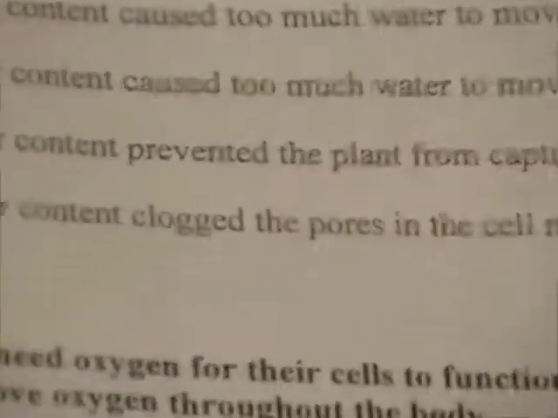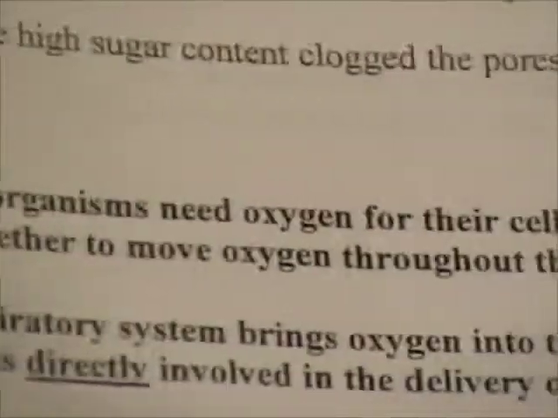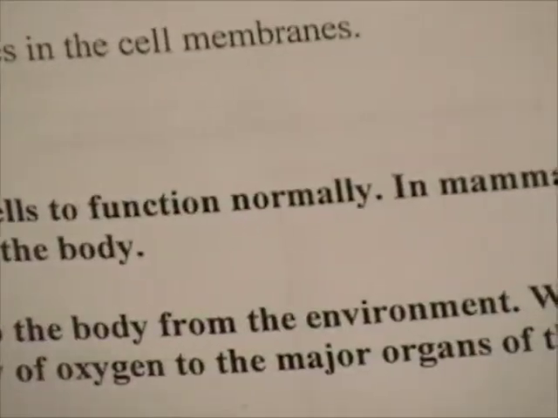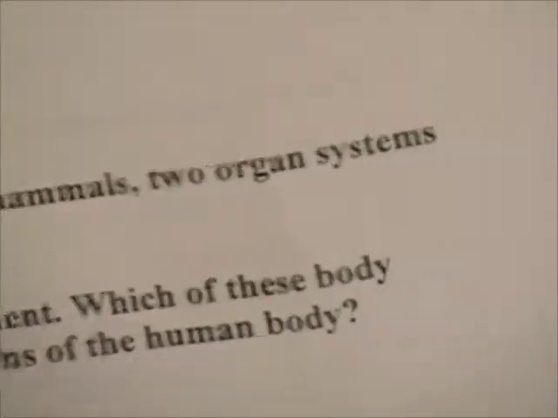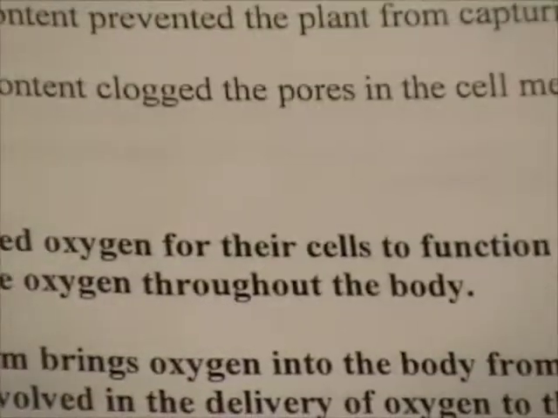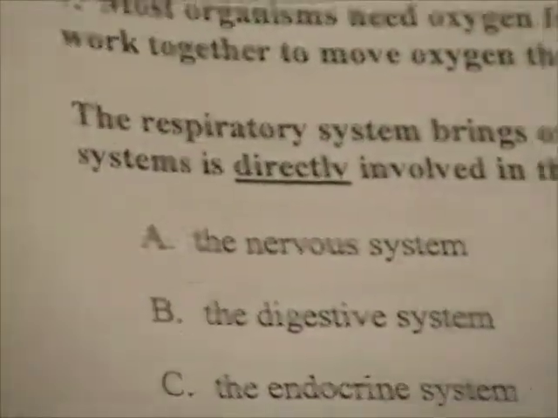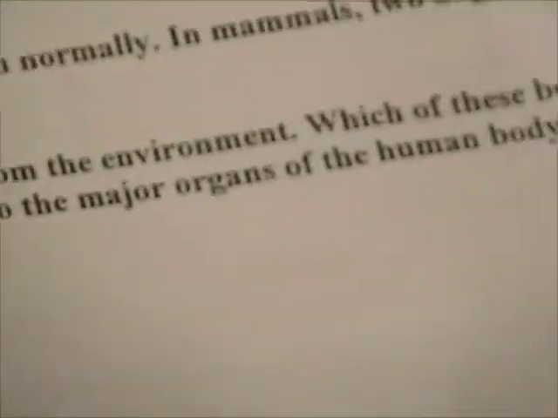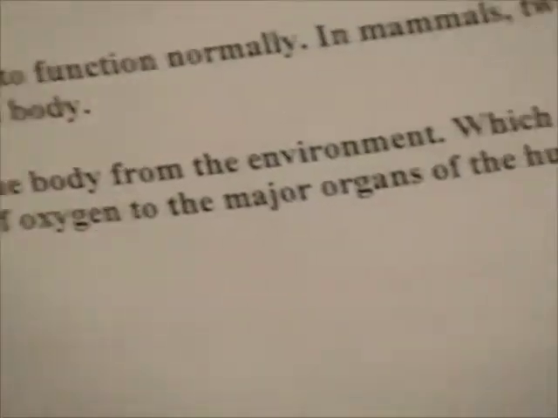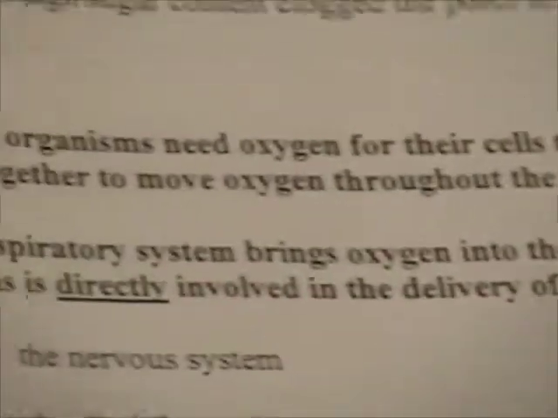Now let's look at question 7. Most organisms need oxygen for their cells to function normally. In mammals, 2 organ systems work together to move oxygen throughout the body. The respiratory system brings oxygen into the body from the environment. Which of these body systems is directly involved in the delivery of oxygen to the major organ systems?